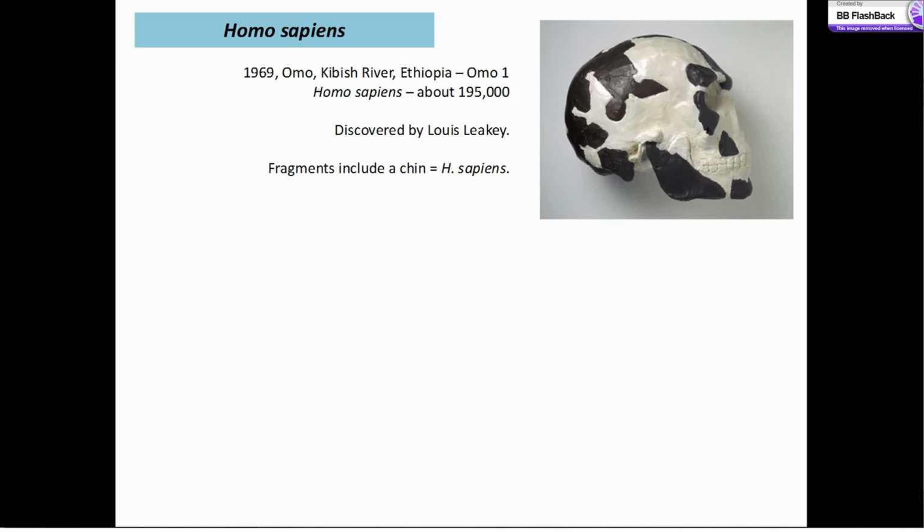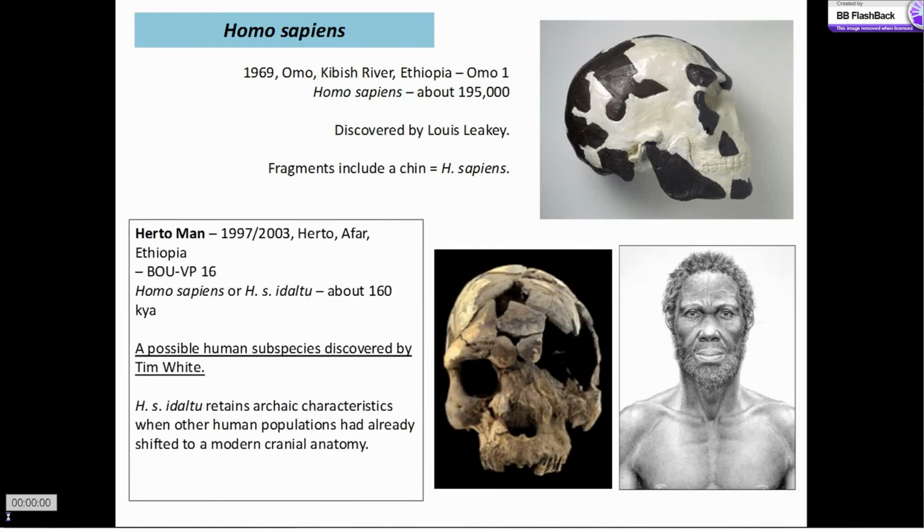Here are some early Homo sapiens that we have. This is Omo 1 from Ethiopia. As you can see, really broken up, 195,000 years old. It's got a chin. Yeah, that's a human. Herto Man here. I kind of like him. I like the skull for some reason. I just find this an interesting specimen, aesthetically, I mean. And I like the reconstruction here. I look at the reconstruction and I don't know, he looks like a guy. He looks like somebody you might meet on the street.